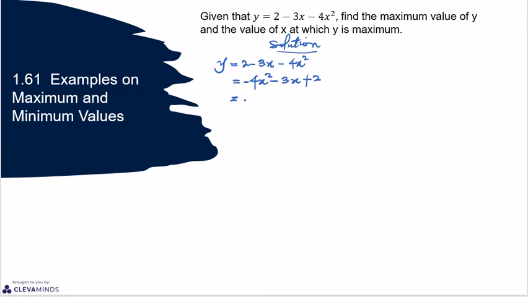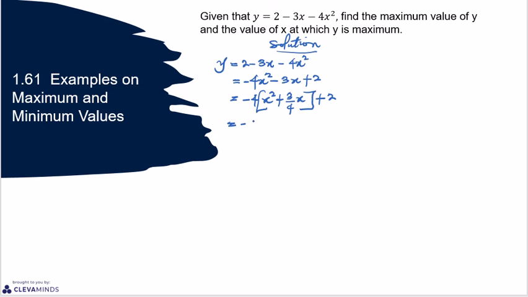So let's see. Negative 4, open bracket, x squared plus 3 over 4x. Do you understand that? I'll explain. Negative 4 multiplies x squared, you get this. Then negative 4 multiplies 3 over 4x, you get minus 3x. That's simple factorization. So now, let's move on to the next step.